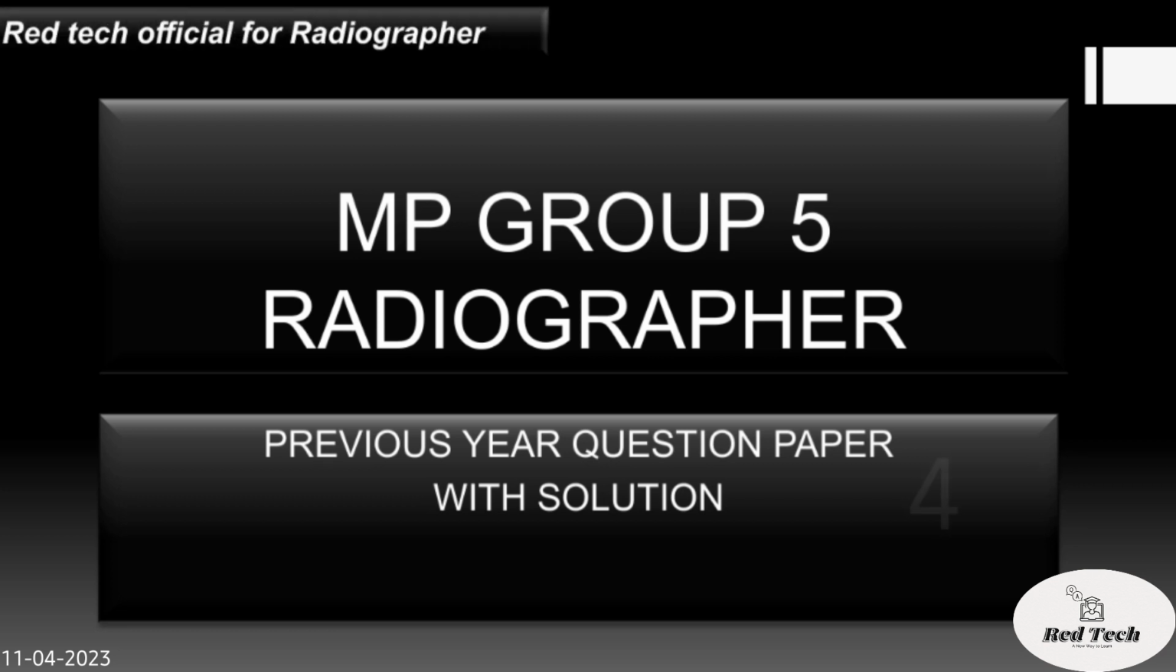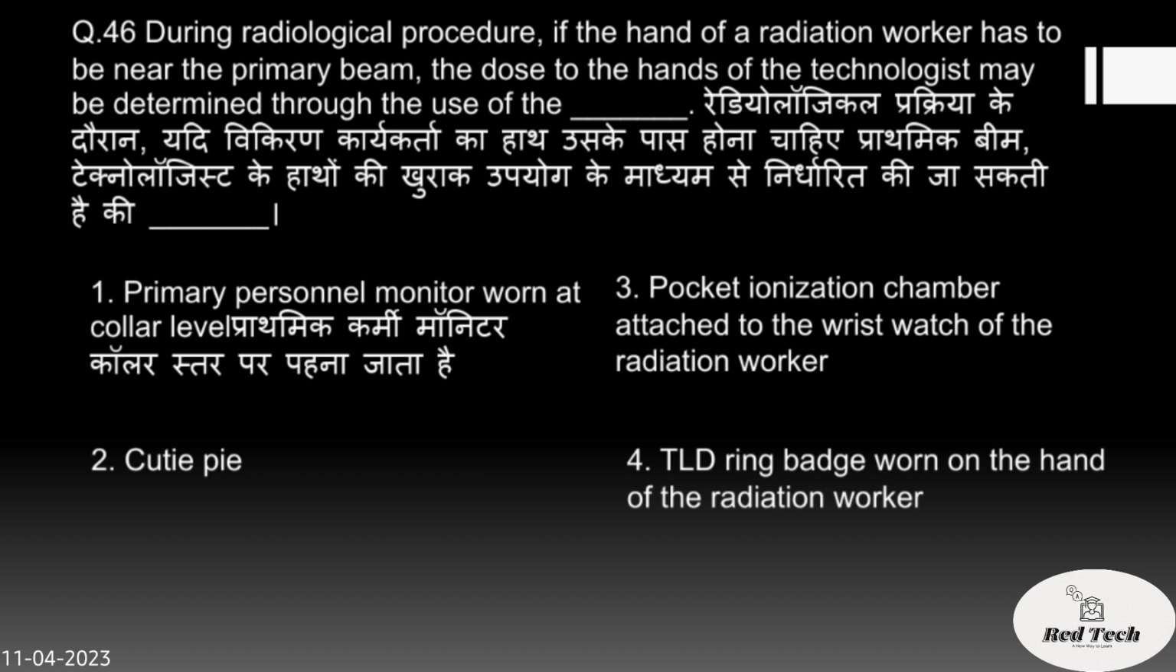So let's begin. Question number 46. During a radiological procedure, if the hands of a radiation worker have to be near the primary beam, the dose to the hands of the technologist may be determined through the use of. Means if any radiation worker has been exposed from the primary beam to the hand, then what basically determines the dose of that part of the body.